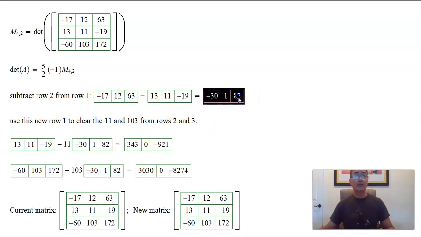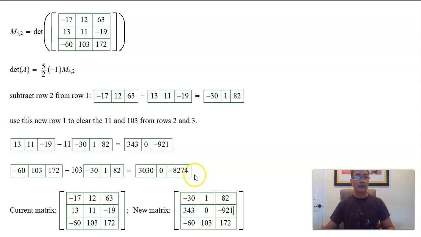Okay, so this is the new row 1, and we put that over here. Yes, this is the new row 2, and that goes here. And here is the new row 3, and that goes over here. Excellent. So we have this 3 by 3 matrix.